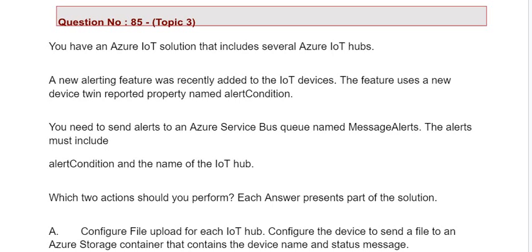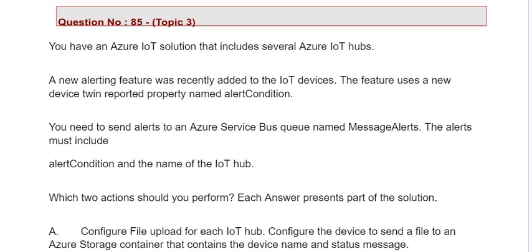Question is, you have an Azure IoT solution that includes several Azure IoT hubs. A new alerting feature was recently added to the IoT devices. The feature uses a new device twin reported property named alert condition. You need to send alerts to an Azure Service Bus queue named message alerts. The alerts must include alert condition and the name of the IoT hub.